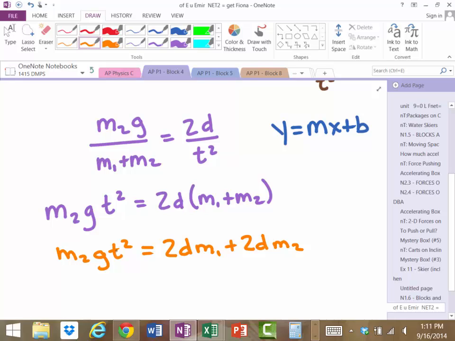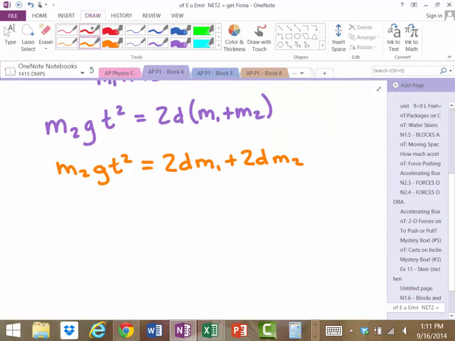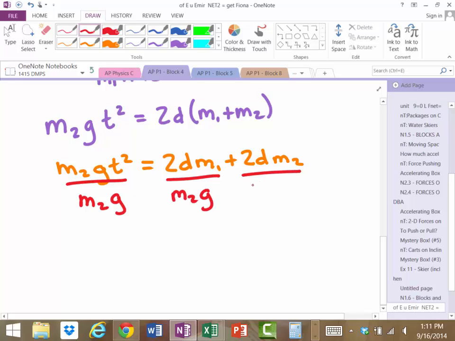That gets messy with the two. I'm going to divide by m2 times g. If you want to do it that way, I don't care. So I'm going to divide by m2 times g, m2 times g. Is that okay with everybody?